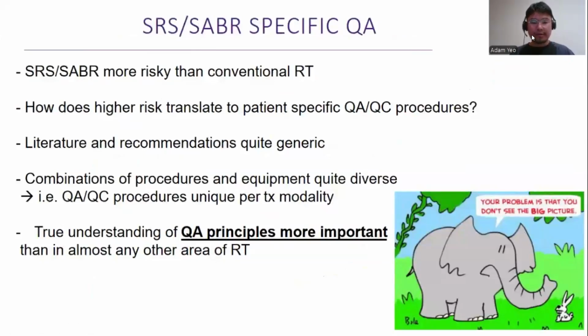The reason is that the stereotactic technique is inherently more risky by its nature compared to conventional RT. So how does the higher risk translate to patient-specific quality assurance and quality control procedures? The fact is, our resources are limited. At the same time, the literature and recommendations are quite generic. That is not a fault, because depending on what treatment modalities and technologies you use, the quality procedures can vary to a large extent. So rather than specific QA checks, we need a good, true understanding of quality assurance principles, which is far more important than individual quality assurance tasks, and more important than almost any other area of radiotherapy. We need to look at the big picture of this elephant.